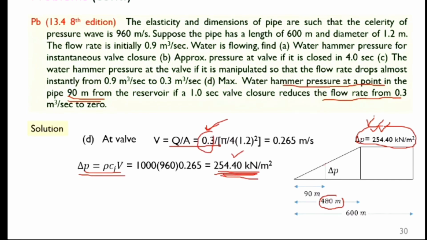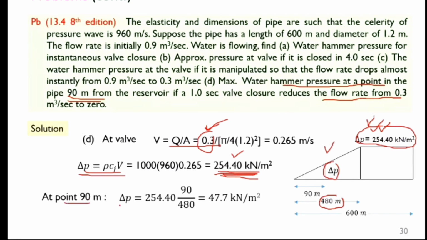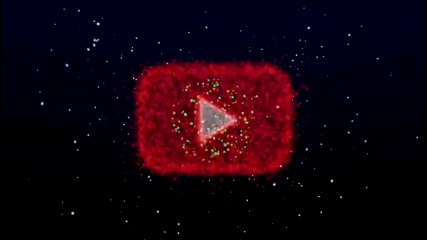So now we can compare. This is now at 480, delta P. We can calculate from similar triangles. So at 90 m, 254 over 480 is equal to delta P over 90. So delta P comes to 47.7 kilonewtons per square meter. This will be the pressure that will develop at 90 m from here due to the water hammer, but it will not reach 254. Why? Because it tried to reach 254 but the unloading pressure wave has arrived and it will keep it to 47.7 kN per square meter.